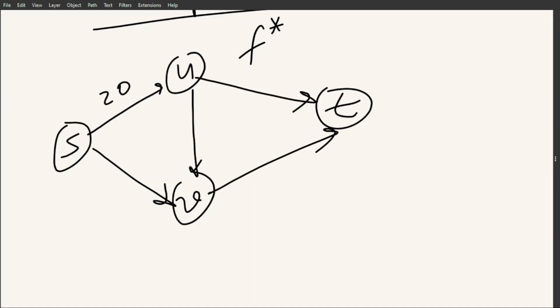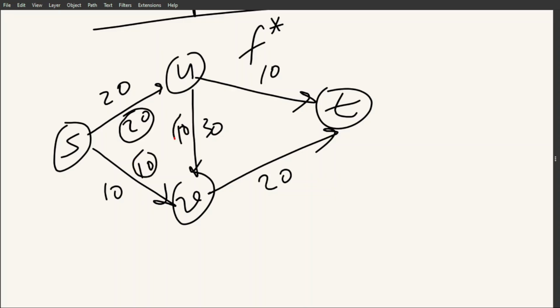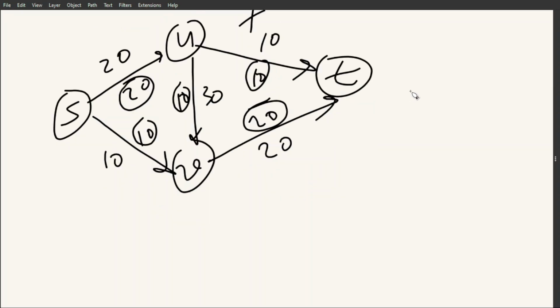The capacities are 20, 10, 30, 10, 20. I will show the flow inside circles. The flow is 20, 10, 10, here also 10, and here 20. So this is the flow, and now we can make the residual graph.